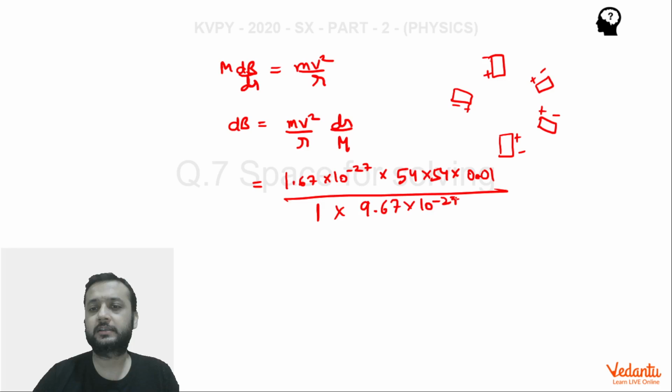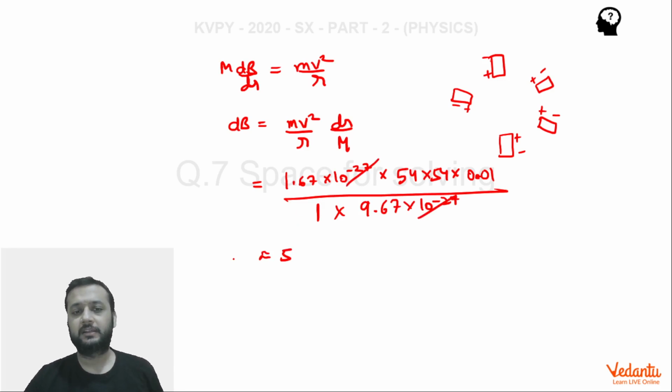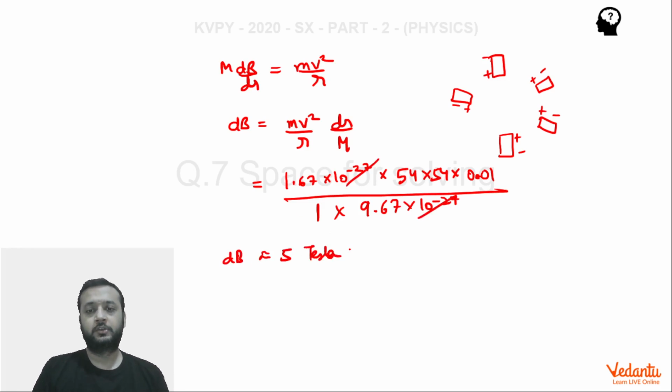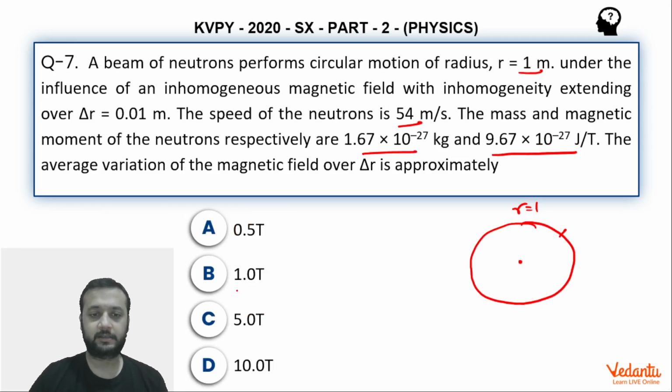Now you can calculate this and you will get the value approximately equal to 5. When you solve this, dB will approximately come out to be 5 Tesla. So this answer will be 5 Tesla.